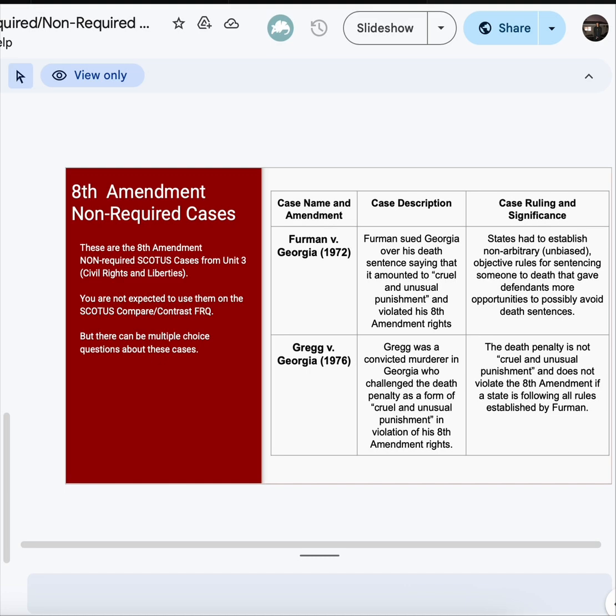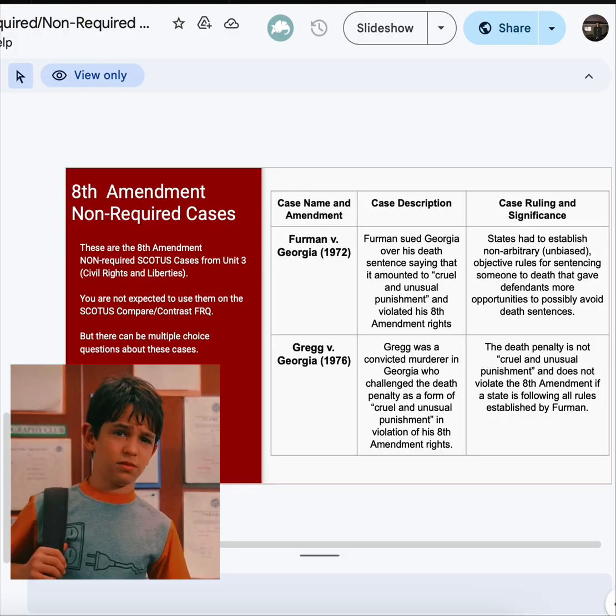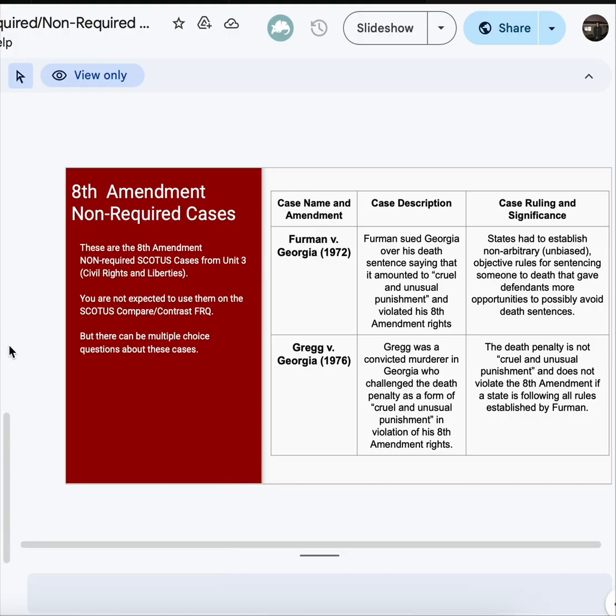And then we have Gregg v. Georgia in the next one. So he was convicted of murder, argued that the death penalty itself was unconstitutional.